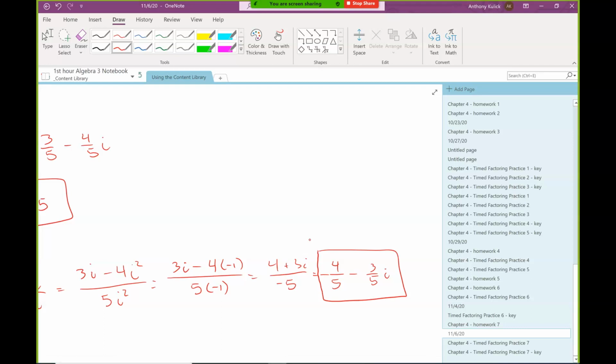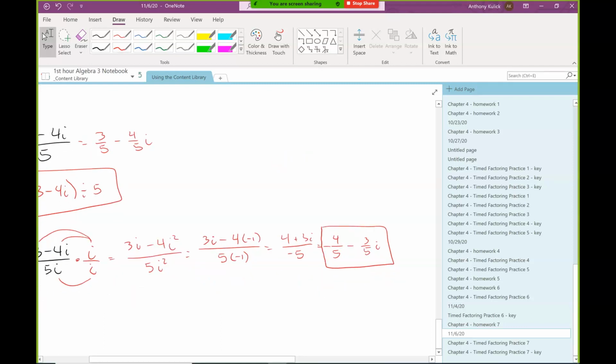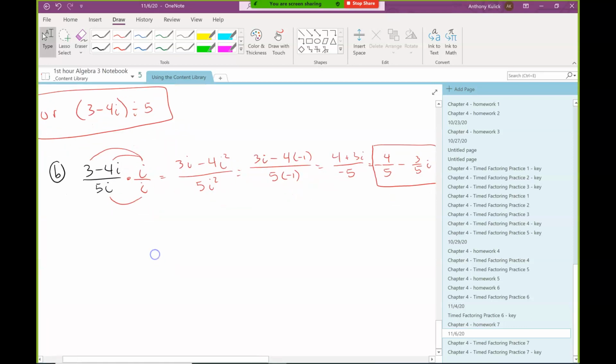Is that okay? So again, we multiplied by i to the top and bottom of our fraction. And the result was a situation that was just like the first example. Great. Okay. Let's look at the trickiest of them.